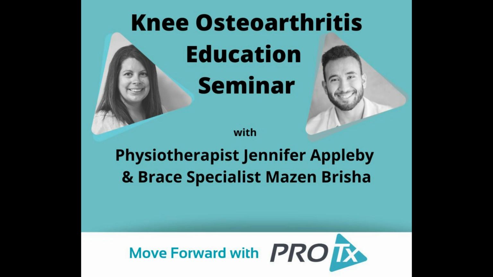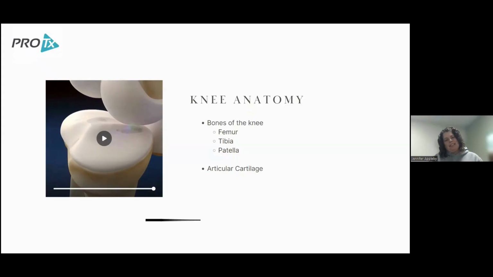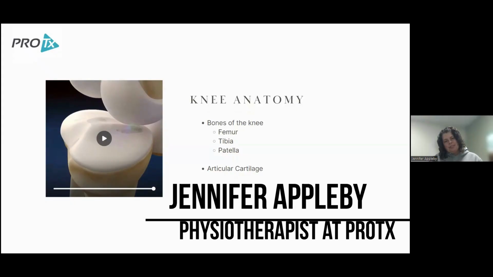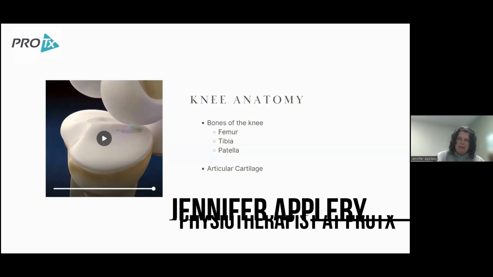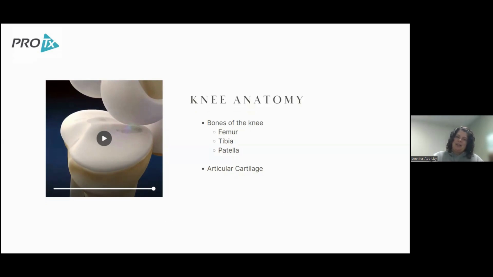Of course, the tibia, which makes the basement of that knee joint from your shin bone. And then on the front is your kneecap, or the patella. These surfaces of the bones are lined with an articular cartilage, which is a soft, thick, smooth tissue that protects and cushions the joint.